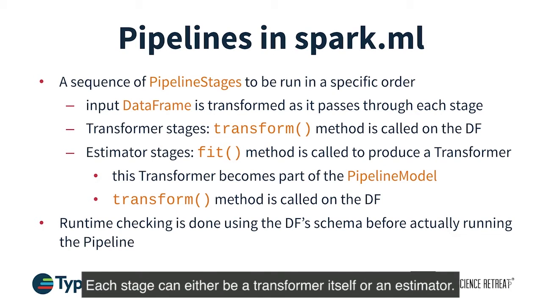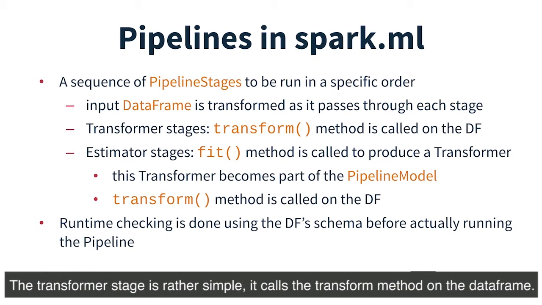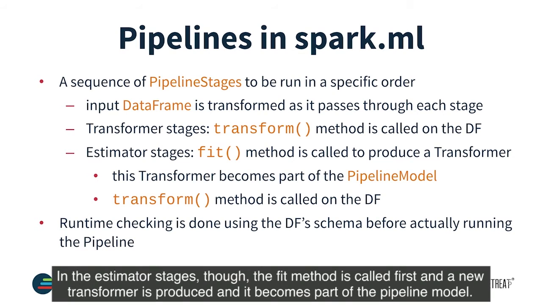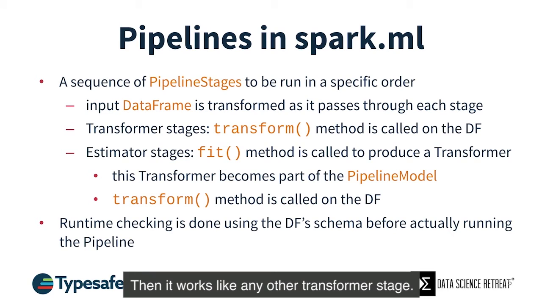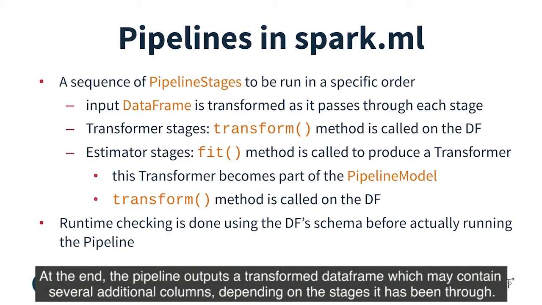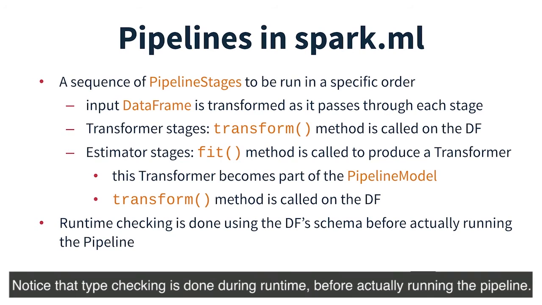Each stage can be either a transformer itself or an estimator. The transformer stage is rather simple. It calls the transform method on the data frame. In the estimator stages, though, the fit method is called first, and a new transformer is produced and it becomes part of the pipeline model. Then it works like any other transformer stage. At the end, the pipeline outputs a transformed data frame which may contain several additional columns, depending on the stages it has been through. Notice that type checking is done during runtime, before actually running the pipeline.